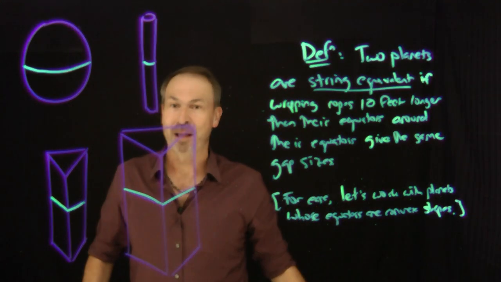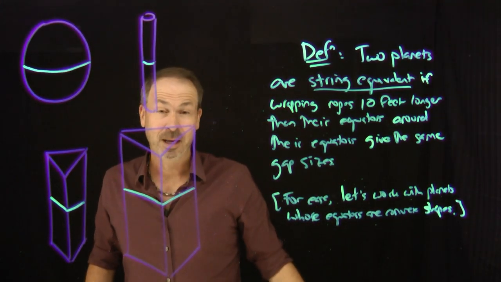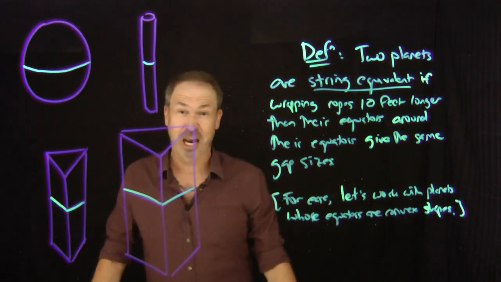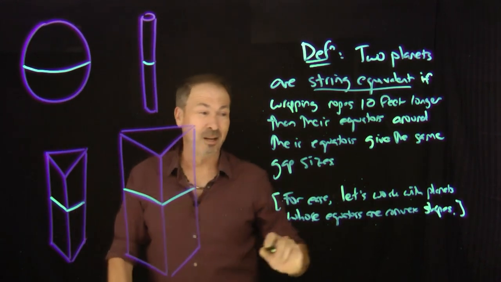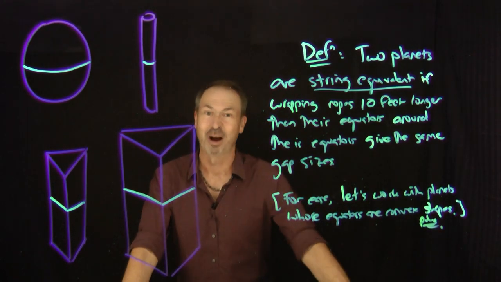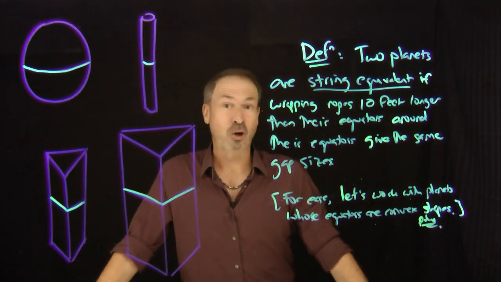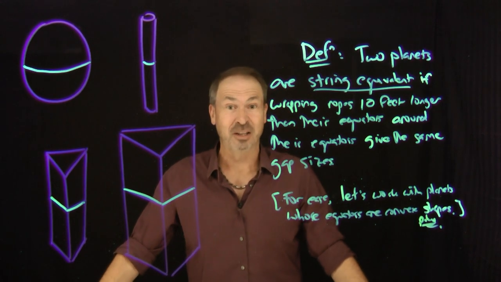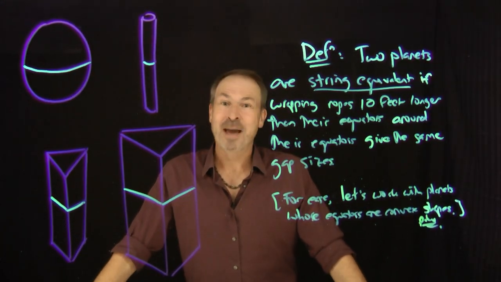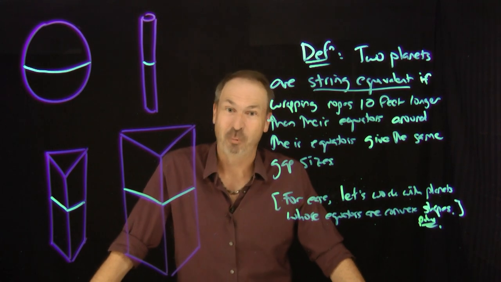What makes two planets string equivalent? And just to make my life a little bit easier, we'll assume our equators are convex shapes. And to make my life a little bit easier still, I'll assume they're convex polygonal shapes. I'll just work with polygons for right now. So we'll leave the idea of concave shapes and shapes with curved edges for another day. That's a good research project. All right, so what makes two planets string equivalent?